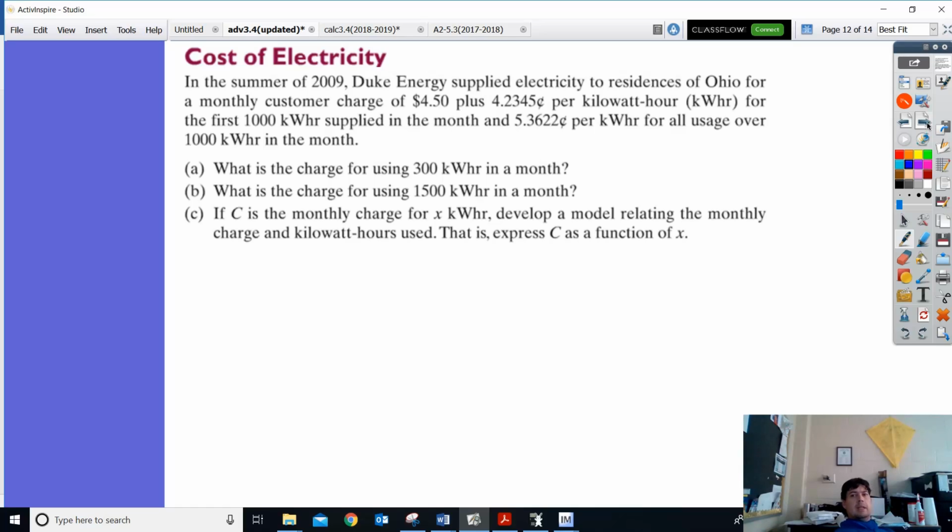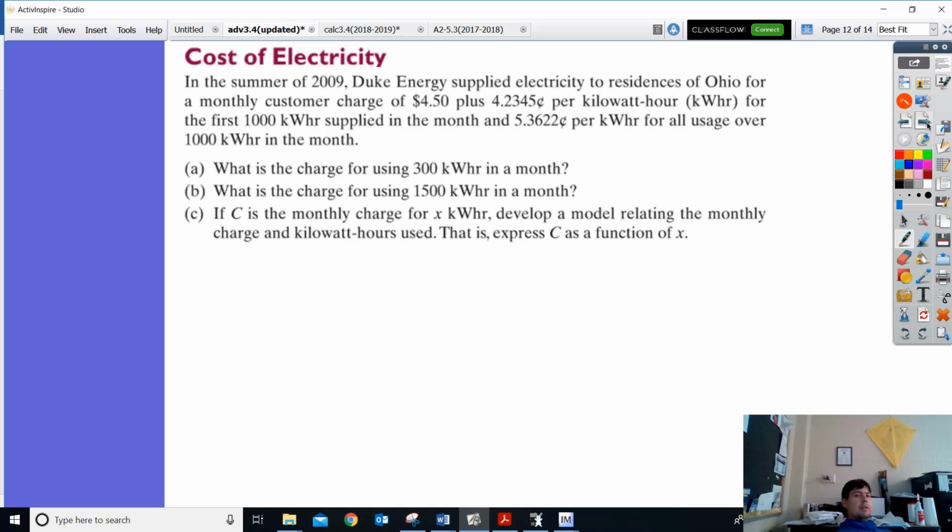But anyways, monthly charge of $4.50 plus 5.2345 cents per kilowatt hour for the first 1,000 kilowatt hours supplied in a month, and 5.3622 cents per kilowatt hour for all usage over 1,000 kilowatt hours in a month. And that happens. The more electricity you use, the more they charge you. The rate goes up too because you're a high demand customer. And it costs more to service you, so they increase the rate.